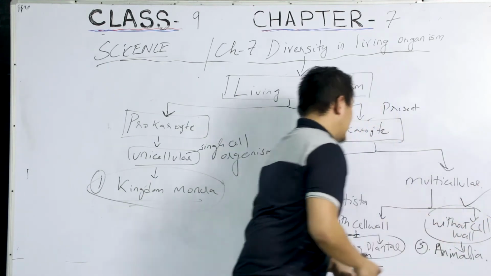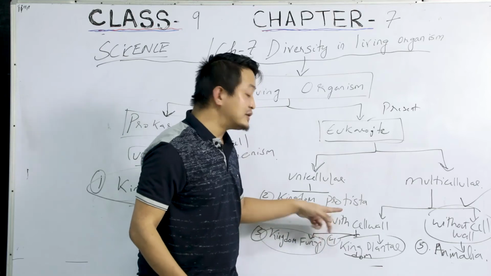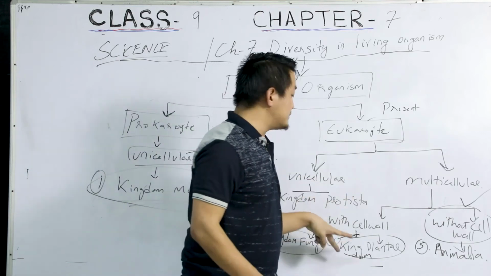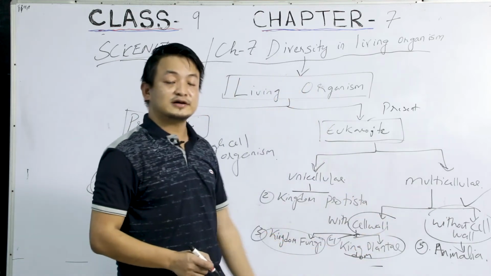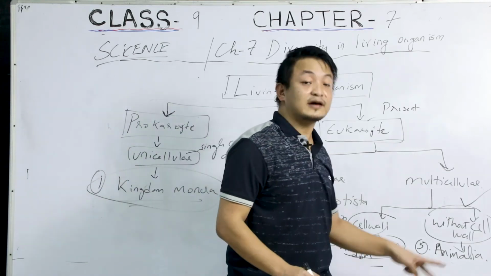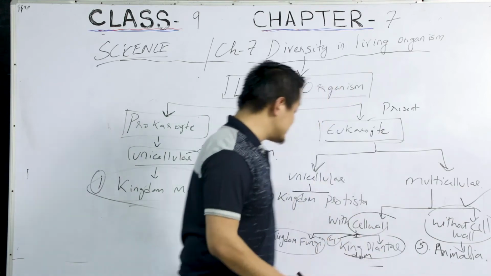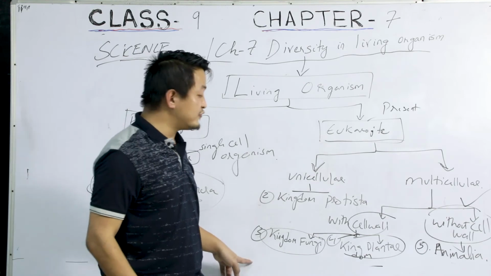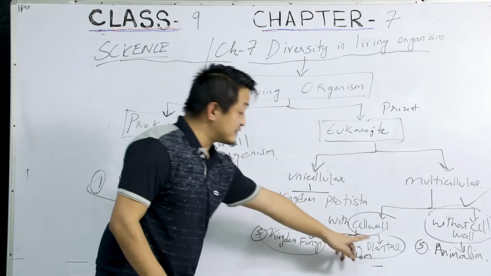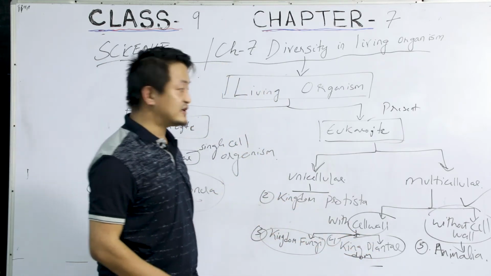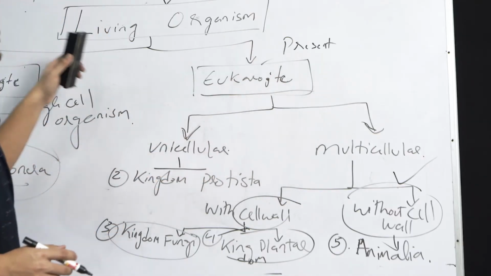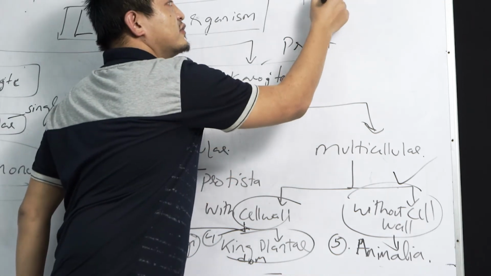So that is clear. Now, when we say with cell wall, we'll have two types of kingdom under the presence of cell wall. What are those two types of kingdom? Kingdom fungi and kingdom plantae. Are they similar? No, they are not similar, because kingdom fungi cannot prepare their own food, whereas kingdom plantae can prepare their own food. So photosynthesis is present in plantae, and photosynthesis is absent in kingdom fungi. You can note this down, and you can also refer to your textbook.